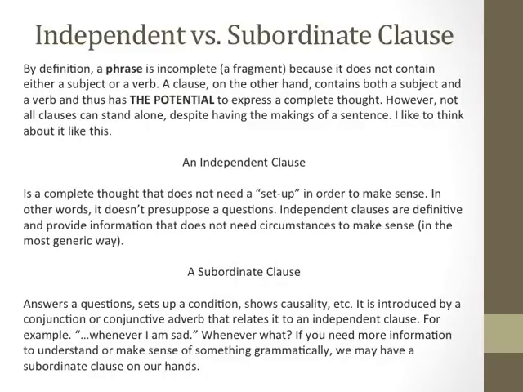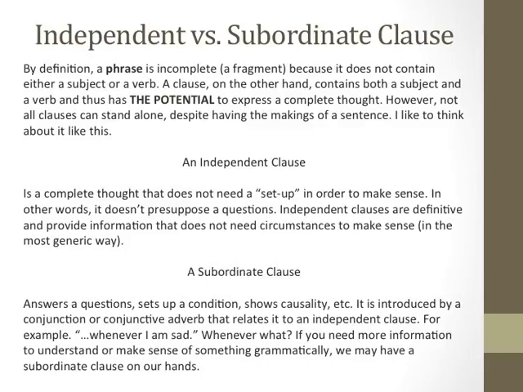So this next part we've actually talked a little bit about, so it's probably more of a review than anything else. But just to recap, independent versus subordinate clauses. By definition, a phrase is incomplete, okay? It's a fragment because it does not contain either a subject or a verb. A clause, on the other hand, contains both a subject and a verb and thus has the potential to express a complete thought. However, not all clauses can stand alone, despite having the makings of a sentence, okay?